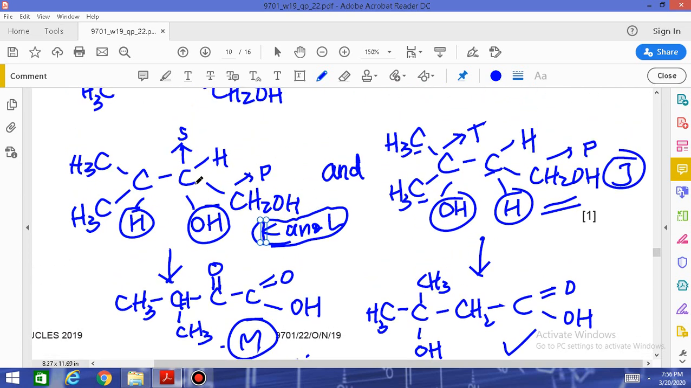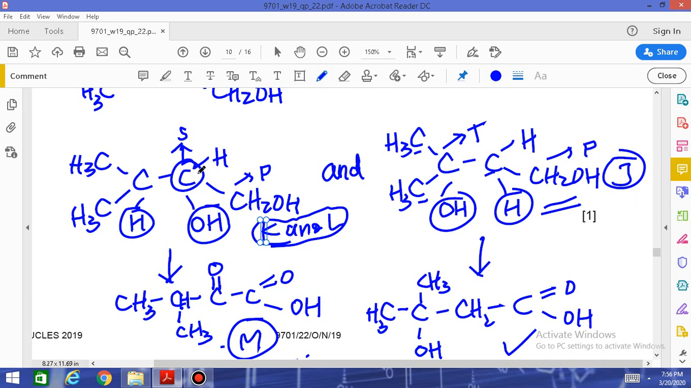Okay, there are two types of stereoisomerism, geometrical and optical. There is no geometrical isomerism here because there is no C double bond C. Now how about optical isomerism? The requirement is a chiral carbon atom. So there is a chiral carbon atom here, this one. This carbon atom is chiral, right? So it shows optical isomerism.